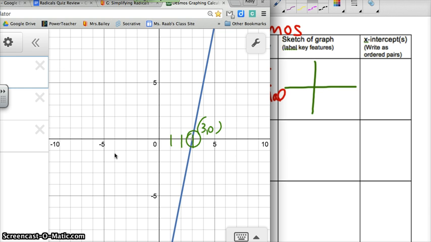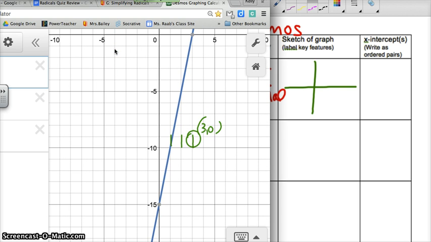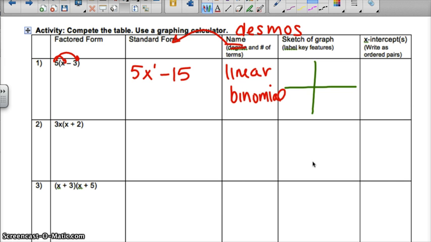And then if you could also show me the other key feature, where it's crossing way down here, it's crossing the y-axis at 0, negative 15. All right, so here's my little sketch. It's crossing at 1, 2, 3 here. But it was crossing at, what was it, negative 15? So negative 5, negative 10, negative 15.